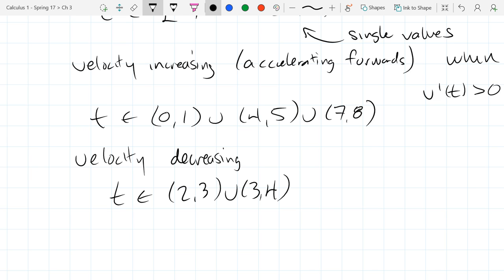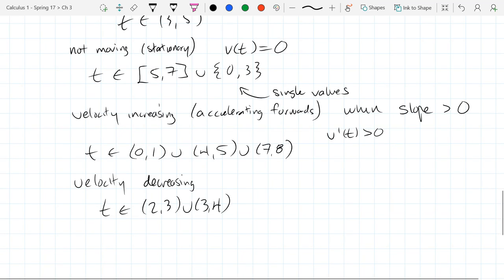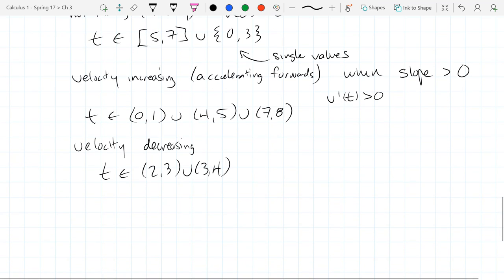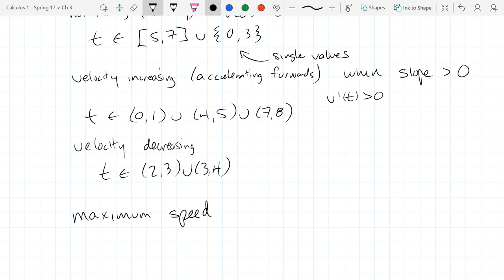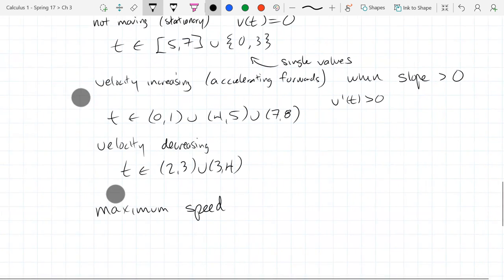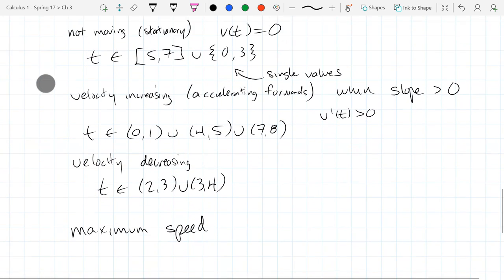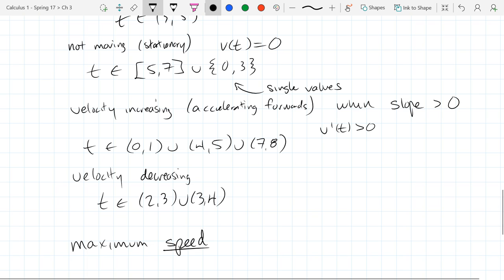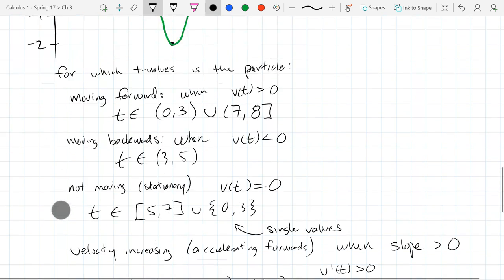So a little bit careful, we're not actually decreasing at 3. And last up, maximum speed. Now I use the word speed, not velocity. Maximum speed.